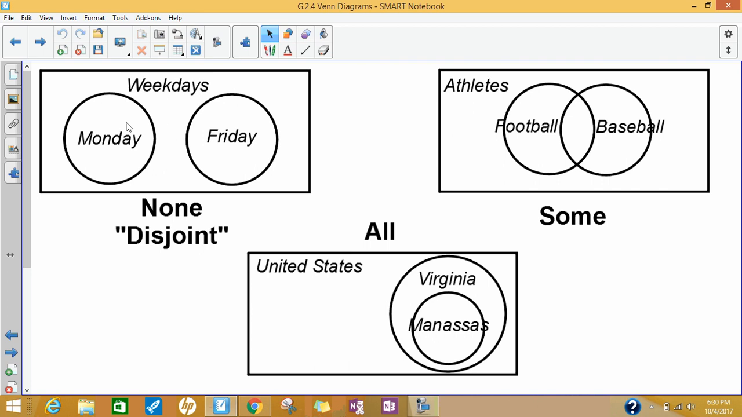And then when we have two circles that don't touch at all, it means they're disjoint. The word associated with that is none. So there are no Mondays that are also Fridays. And of course, they both still fit into the box that contains all weekdays.